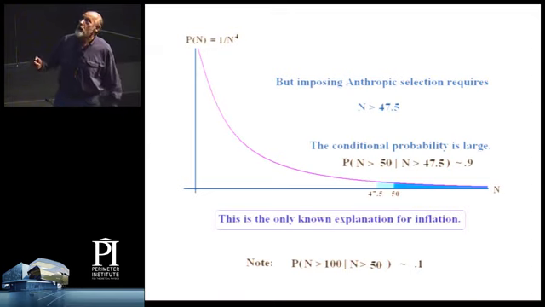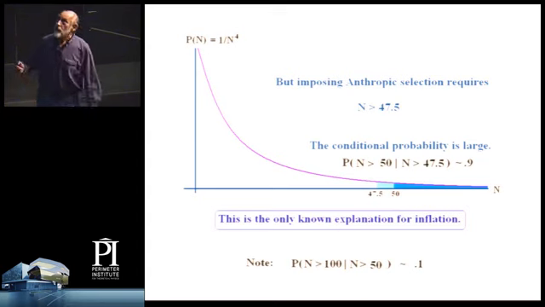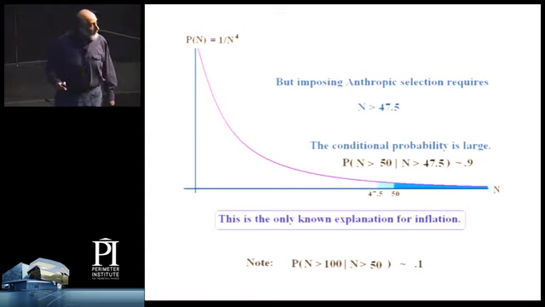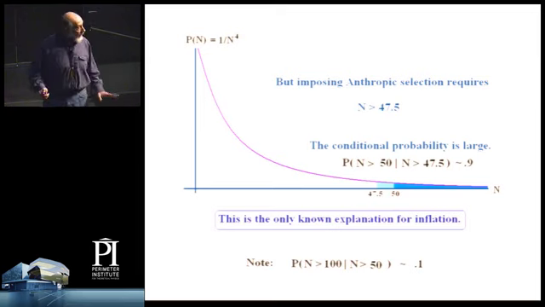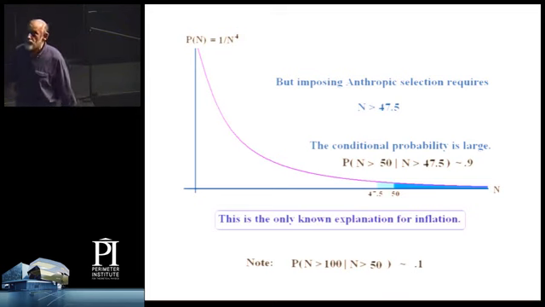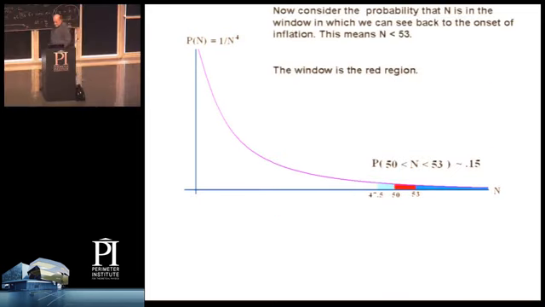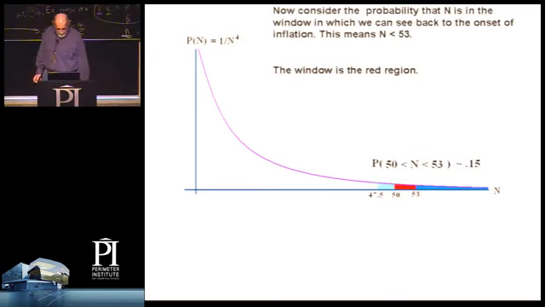And the answer is more like 0.9. So inflation seems to be highly probable given that structure forms, given that we are here. To my mind, this is at present the only known explanation for the fine-tuning of inflation. Notice that n greater than 100 would only have a probability of 0.1.